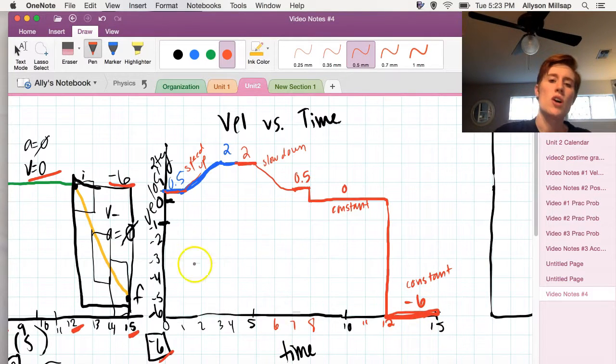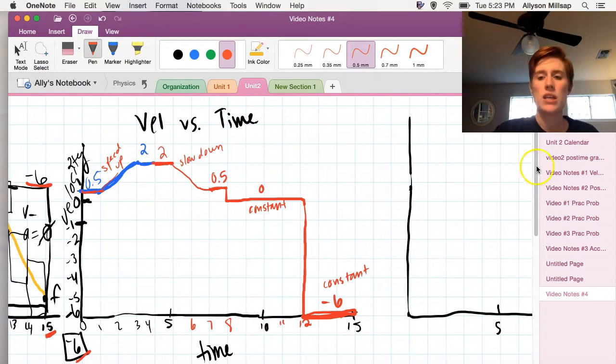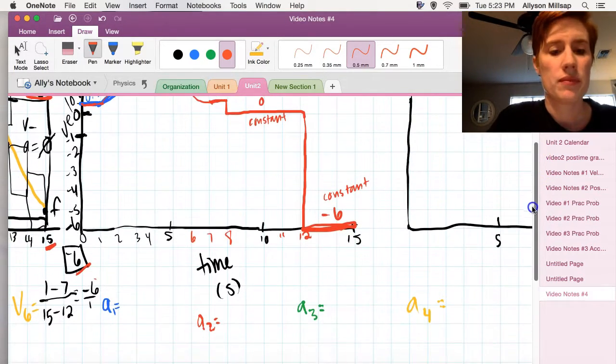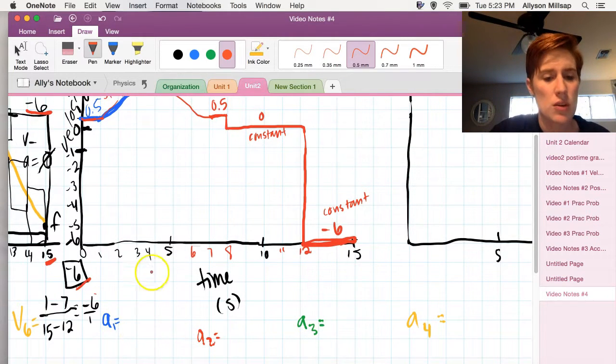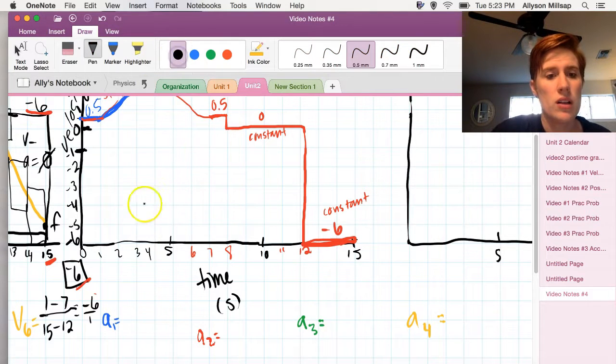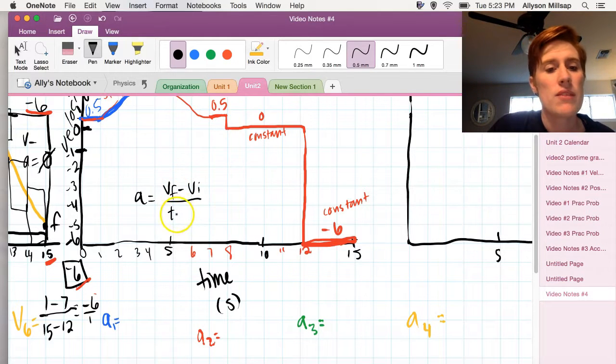Okay, so now that we have a velocity time graph, we can actually calculate acceleration at each of these points. So that's what we're going to do. Now remember, what's the formula for acceleration? Well, I'll put it right here for you. Acceleration is your final speed minus your initial speed divided by your final time minus your initial time.